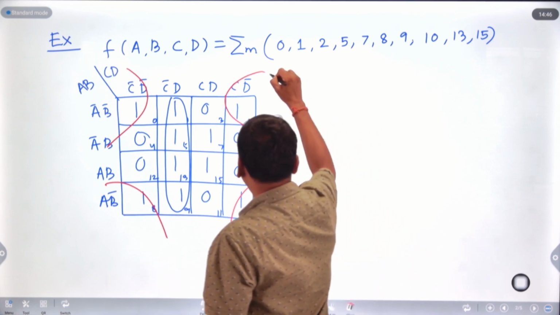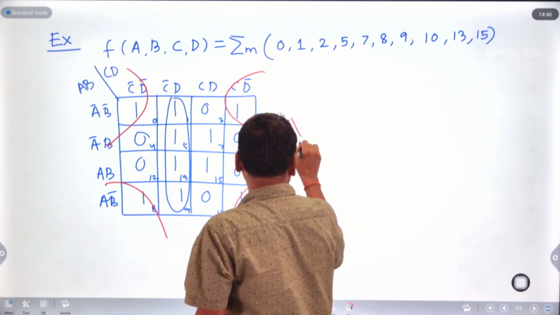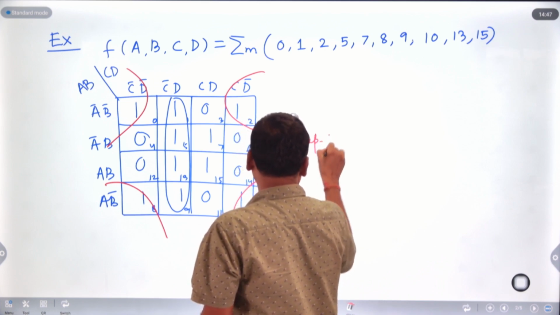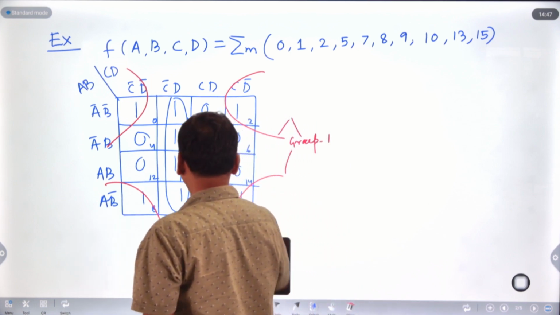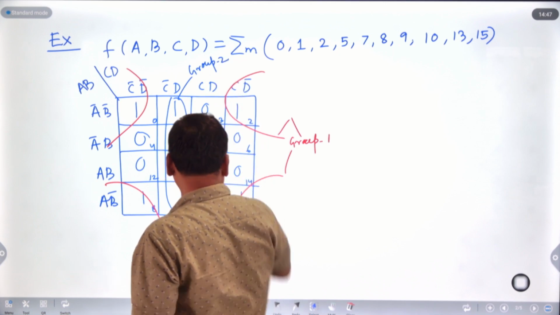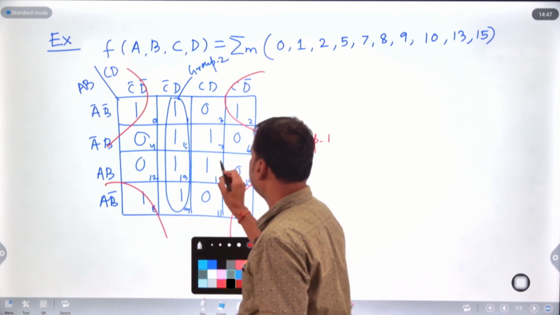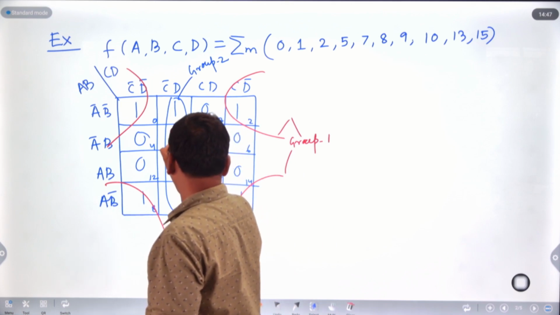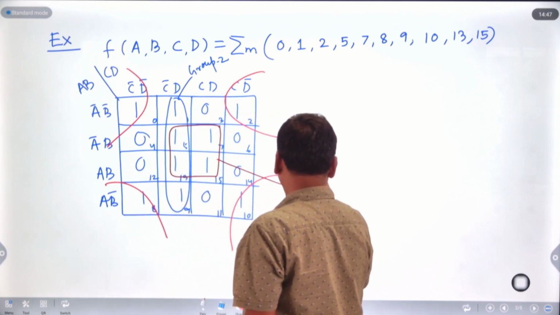So we can say, this is your group 1. So 4 corners form a group. This is your group 1. This is your group 2. Then this 2 1, you can form a group also here. This is your group 3.